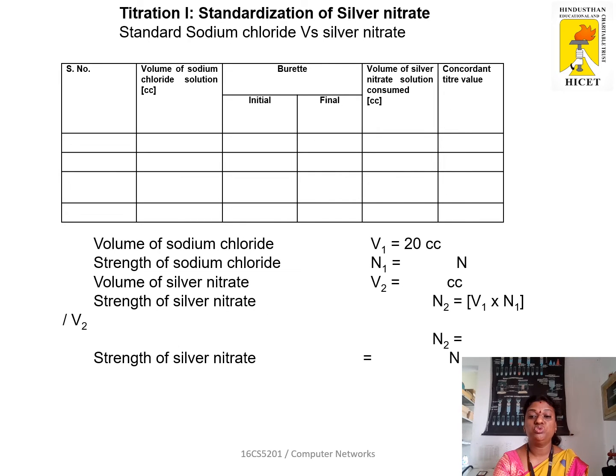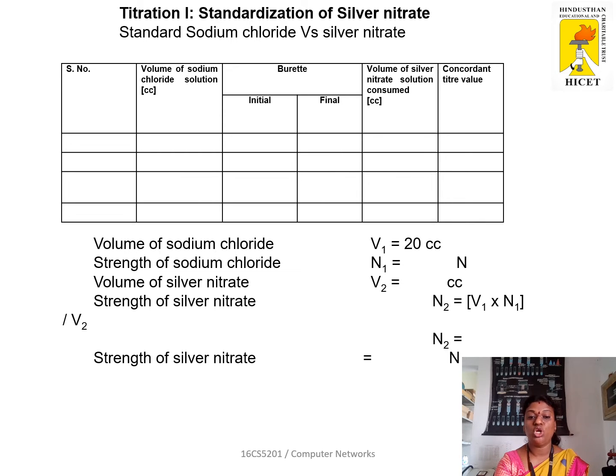After doing this, we have to do the calculation for the experiment. Titration 1 is standardization of silver nitrate. From this, we are going to find out the strength of the silver nitrate. The volume of sodium chloride that we have taken for this titration is 20 ml. In the final reading, whatever reading we get from the burette, we have to write here. Try for concordancy, and write the concordant value here.